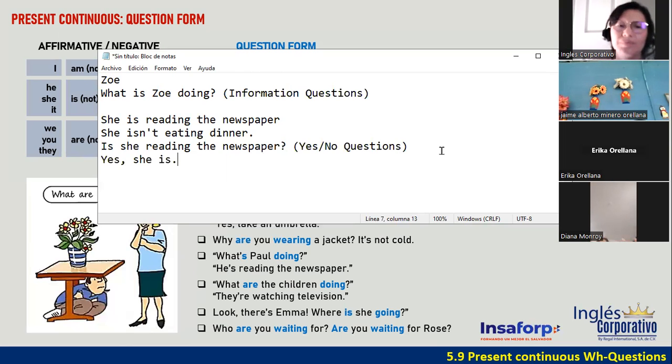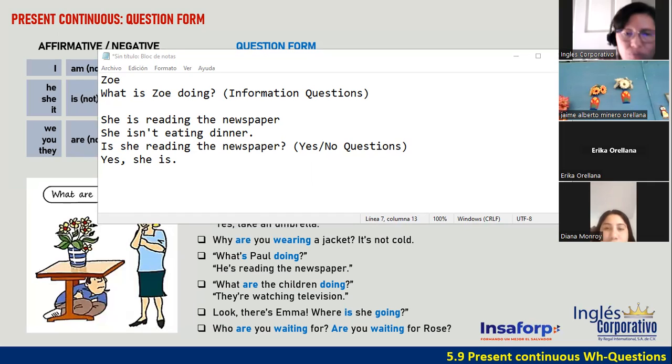Now, what about Neil? What is Neil doing, guys? He is playing guitar. He's playing the guitar. Very good. What about a negative sentence, Erika? For example, Neil is not drinking water. Muy bien. Neil is not drinking water. What would be the question? Is he playing the guitar? Muy bien. Very good. Excellent. And the answer is? Yes, he is. Right? Very good. Excellent. So that's what we need to do, right?